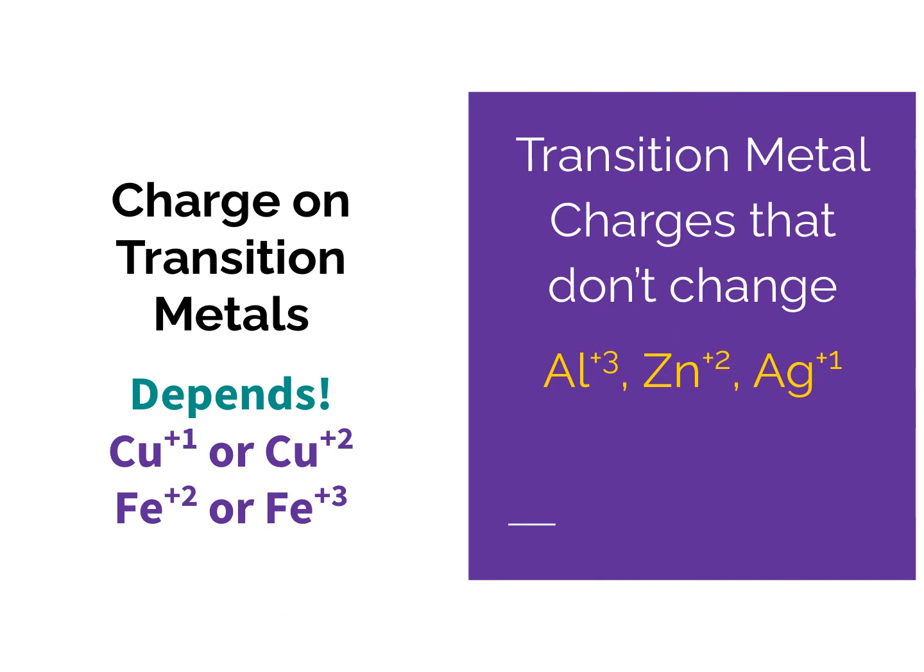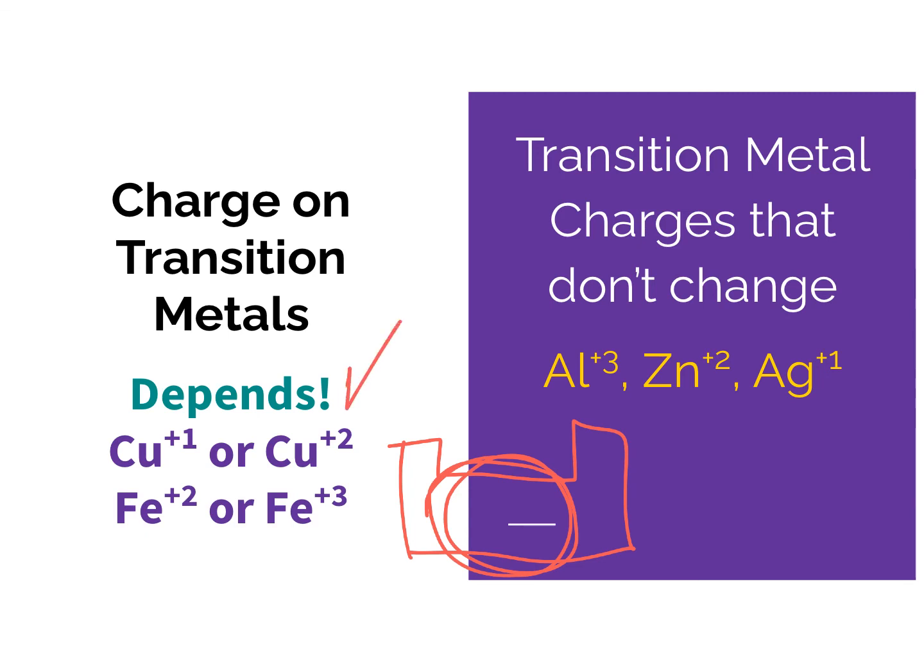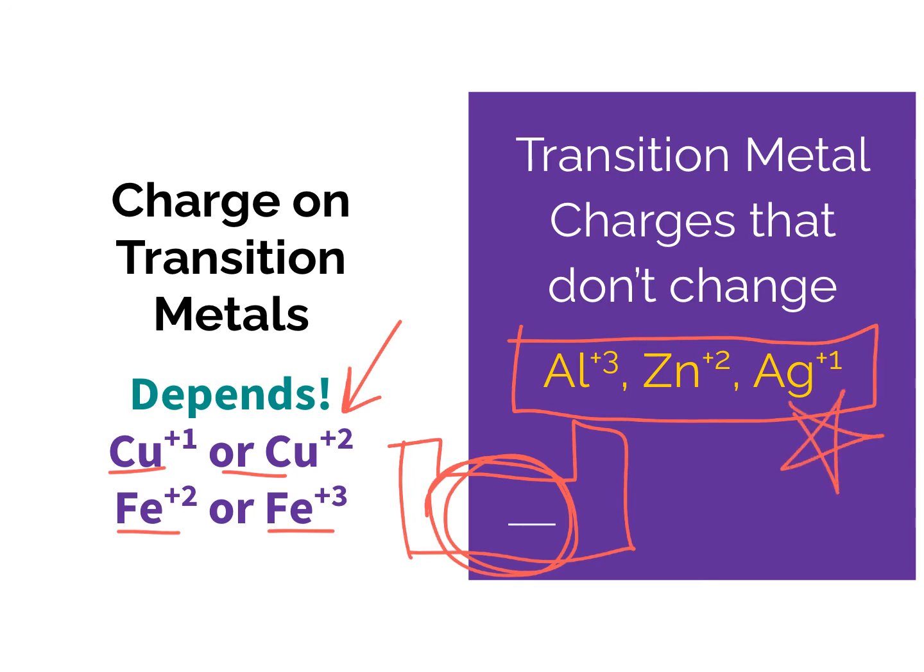Now, when we're talking about transition metals, those are the ones in the periodic table that are right in the middle, about here. Their charges are sometimes going to fluctuate. They may depend. So copper, for example, can sometimes be a +1, sometimes a +2. And iron can sometimes be a +2, sometimes be a +3. They're not always constant. But the important thing to note is that these three right here are going to never change. These will always be constant. Make sure you copy these down.